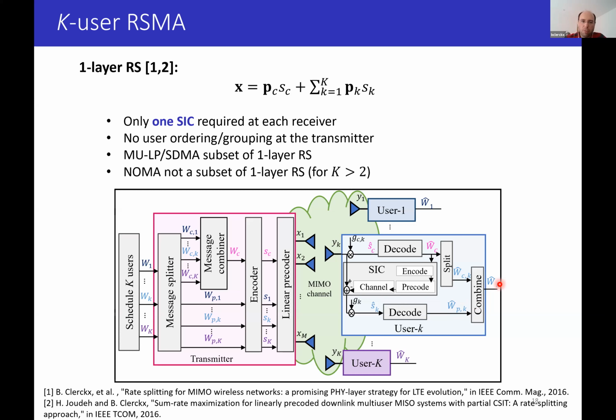So where is multi-user MIMO or SDMA here? Well, it is obtained by just turning off SC, by allocating 0 power there. If you design your system and optimize this, if you allocate 0 power to SC, automatically it boils down to what you have in 5G, which is classical multi-user linear precoding. NOMA, as I presented before, is not a subset of this one-layer rate splitting strategy. It is a subset if K is equal to 2, but if K is larger than 2, it is not a subset. I will comment on this later on.